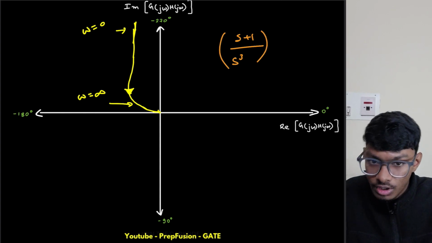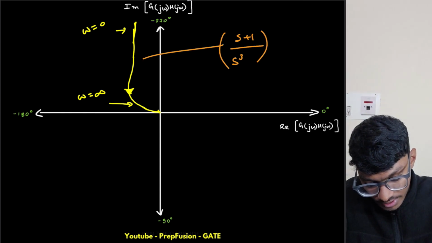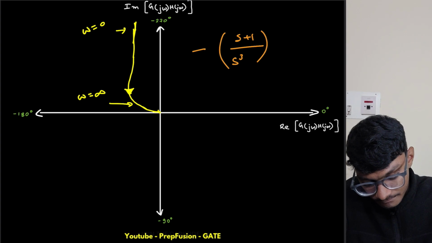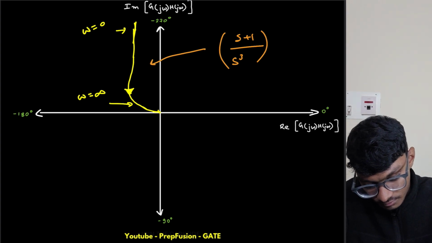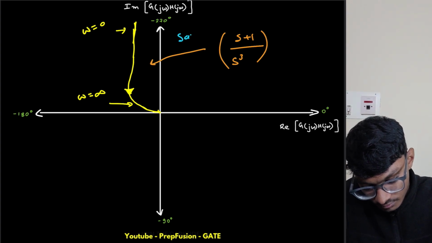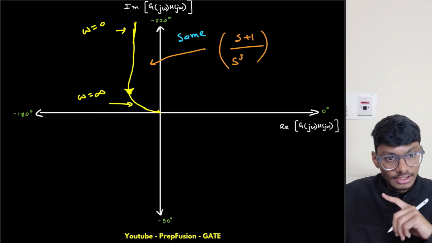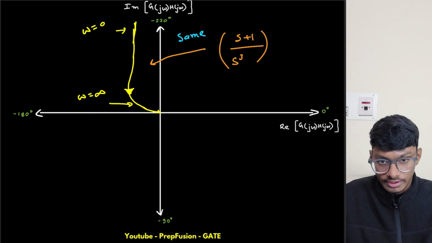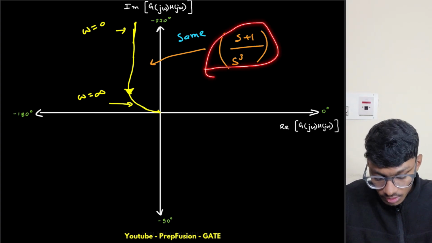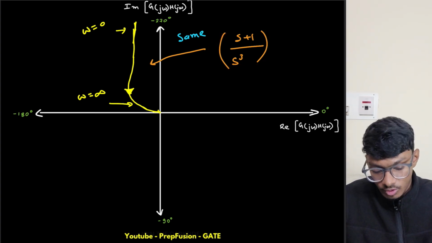So if you draw the polar plot of this one, it will be the same as this one. I was trying to explain it in that summary example, but I can't find it right now. But if you draw the polar plot of this one, the shape will be almost similar to this one.